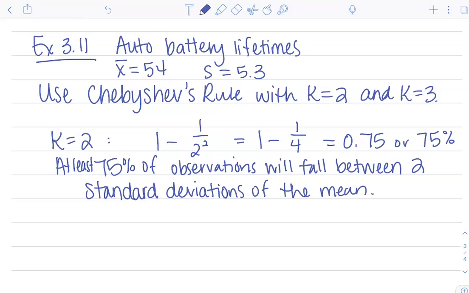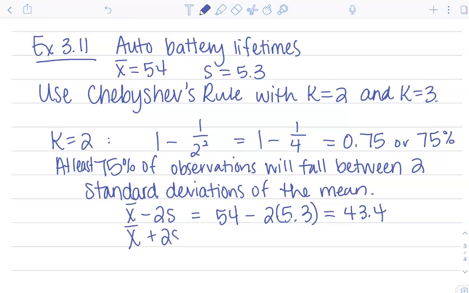We also want to give this interval. So let's take our x bar and subtract 2 standard deviations. So we take our 54 minus 2 times that 5.3, and that gives us 43.4. So that 43.4 represents, if you take the mean and you subtract 2 standard deviations, if we take the mean and we add 2 standard deviations, so that's 54 plus 2 times 5.3, that's going to take us up to 64.6.